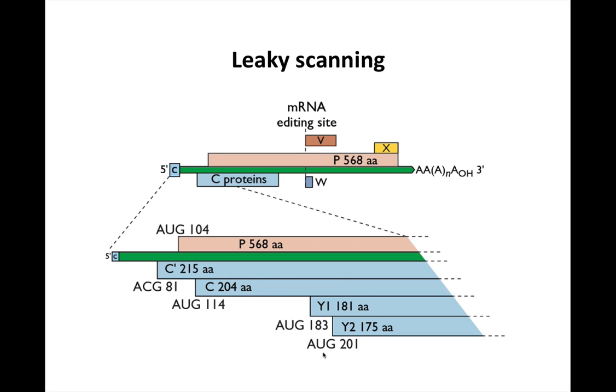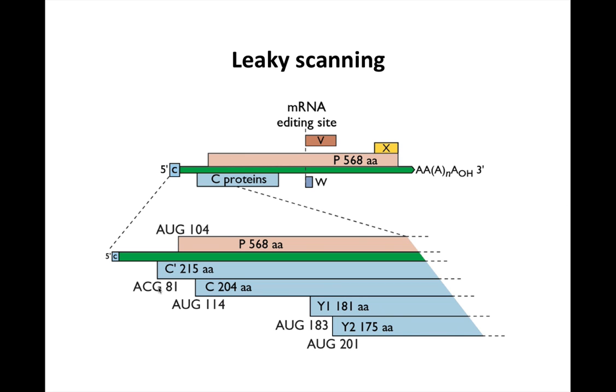Leaky scanning is another way of making many proteins from a single mRNA. This is an example from the genome of a paramyxovirus. These are negative-stranded RNA viruses that make subgenomic mRNAs. So it makes a number of subgenomic mRNAs, and we're looking at one of them here. This mRNA can encode multiple proteins, 1, 2, 3, 4, 5, 6, 7 minimum different proteins. So how does it do that? This is a capped mRNA. Ribosomes bind the 5' end, and they begin to scan.